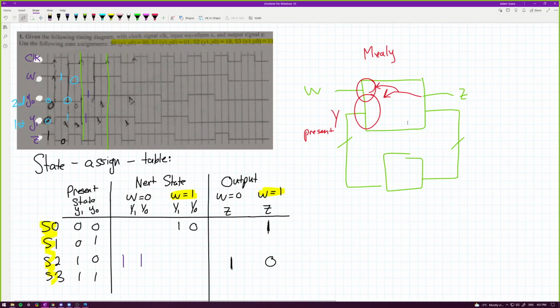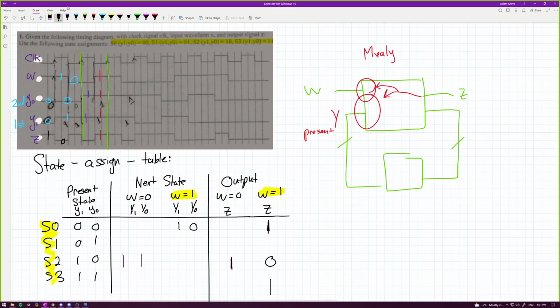Good. Okay, so now we are in state 1, 1. Our input is 1. Let me figure out a good color to use. We're in state 1, 1, our input is 1, and our output is 1. Let's note that down. So there should be a 1 here. We're going to note the output. Then we clock.